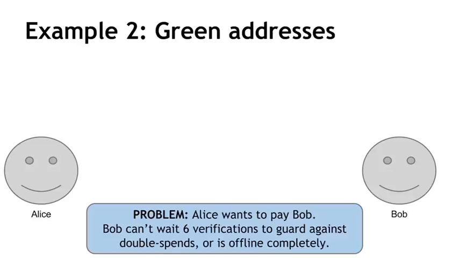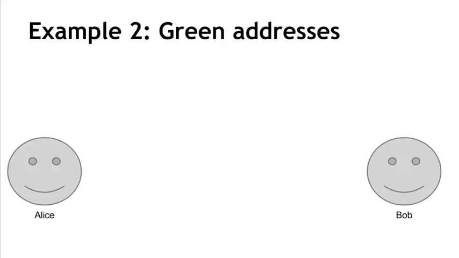So the problem here is that Alice wants to pay Bob, and Bob's offline. So Bob can't go and look at the blockchain to see if a transaction that Alice is sending is actually there. Maybe Bob simply doesn't have the time to go and look at the blockchain and wait for the transaction to be confirmed. Remember that normally we want a transaction to be in the blockchain and be confirmed by 6 blocks, which takes up to an hour before we trust that it's really in the blockchain.